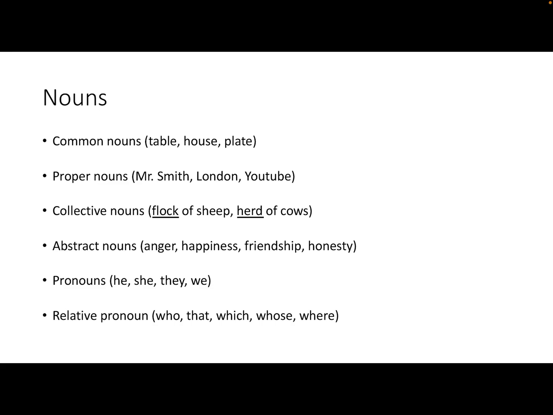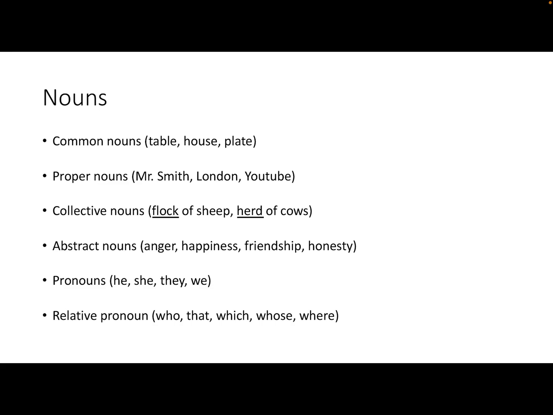Collective nouns. So that's when we talk about a herd of cows, a gaggle of geese, a flock of sheep, a school of fish. They're all collective nouns. And you'll notice that something might be a collective noun, like a school of fish. So school is a collective noun, but it might also be a common noun. So you'll notice lots of words can be lots of different word classes depending on how they're used.